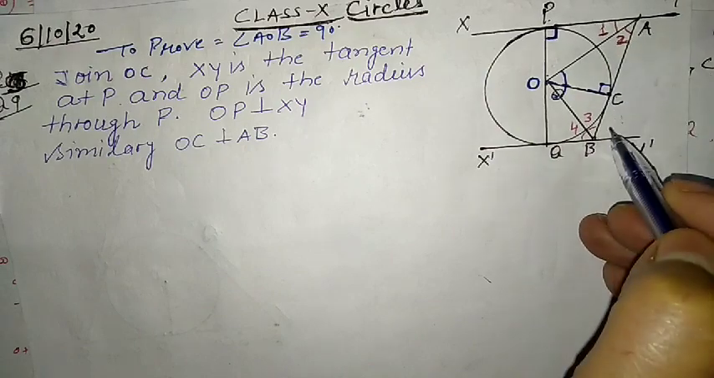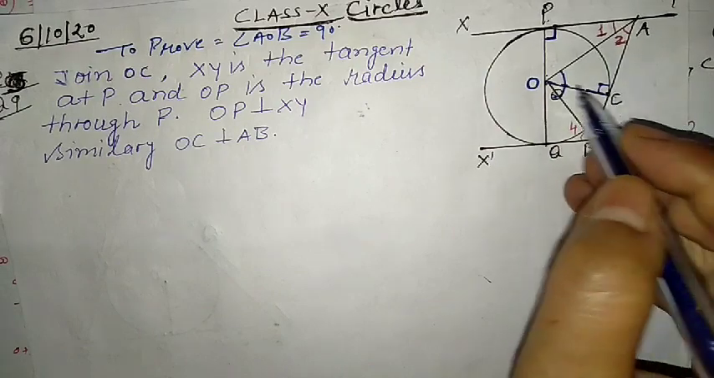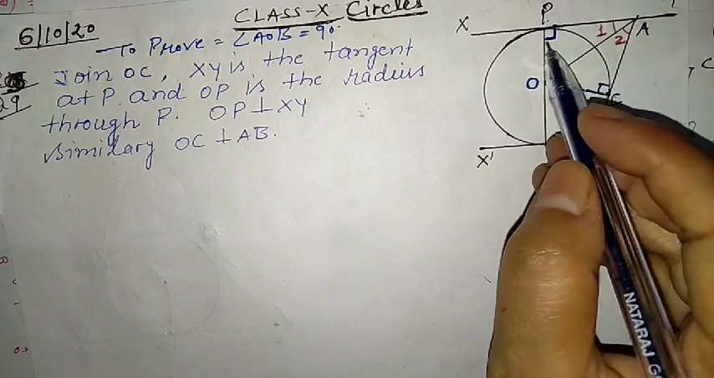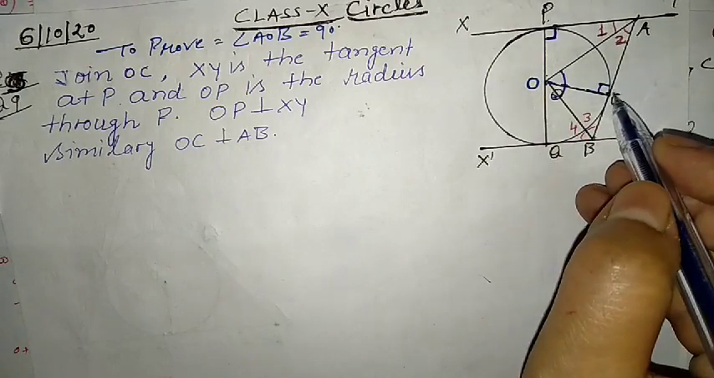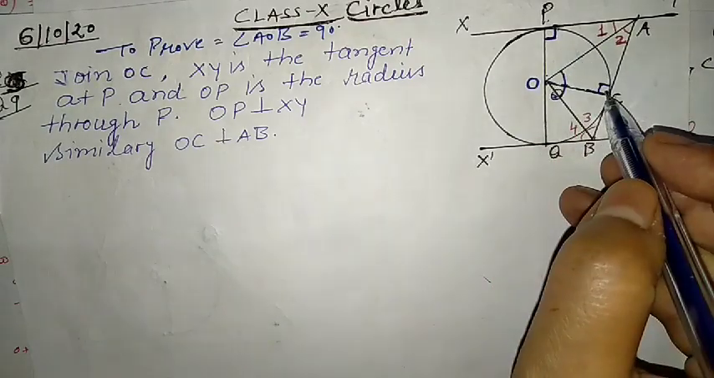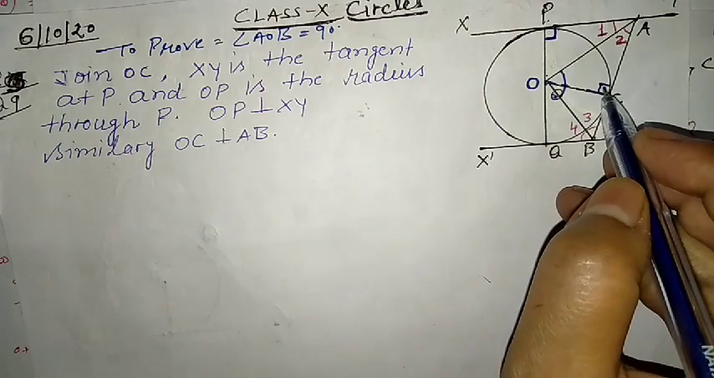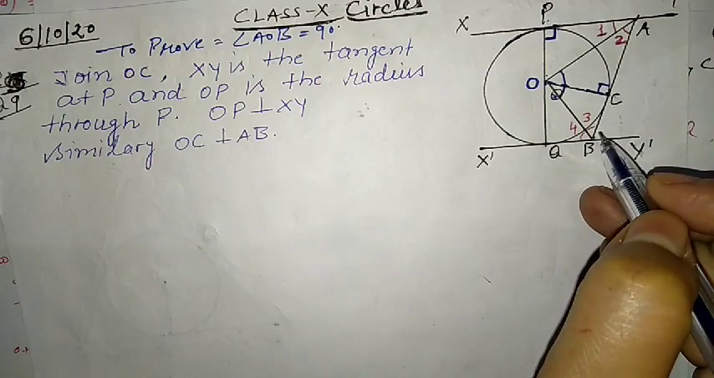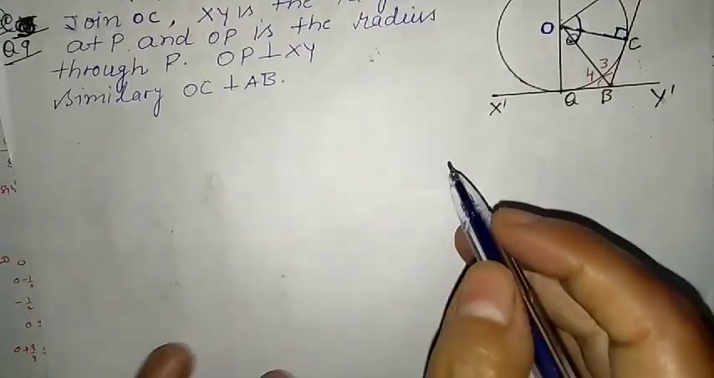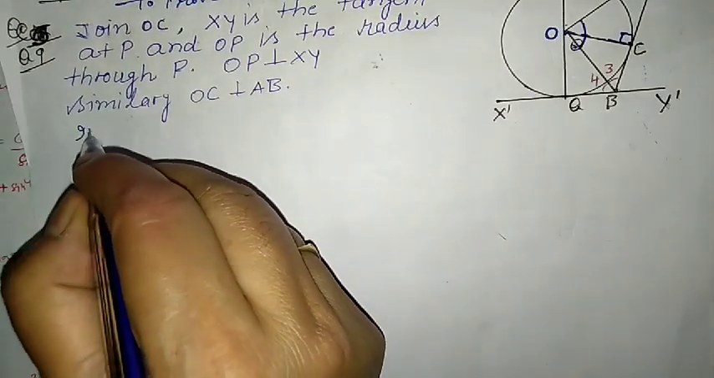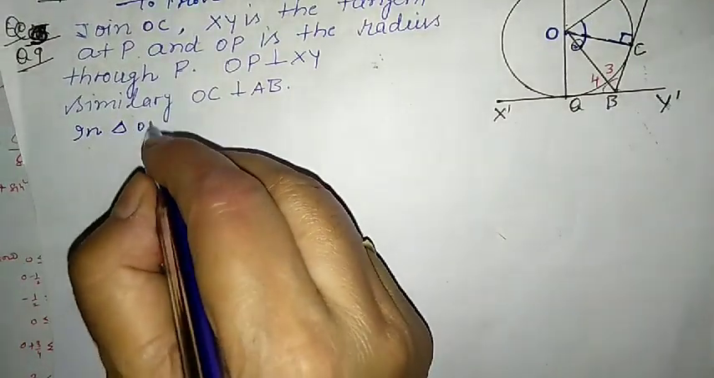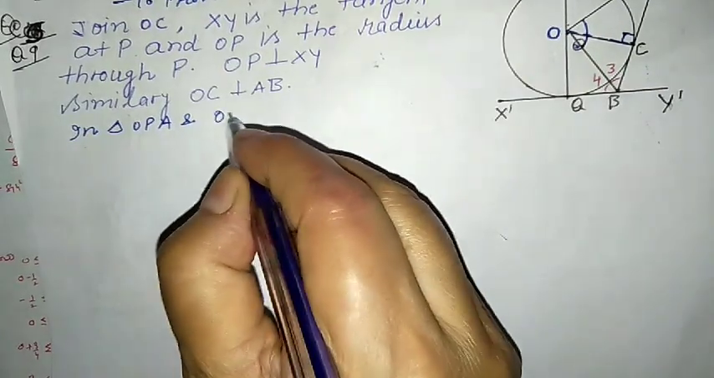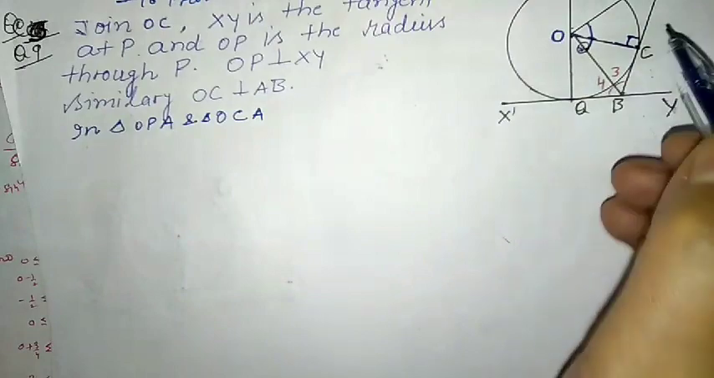The tangent at any point of a circle is perpendicular to the radius through the point of contact. So these two angles are 90 degrees. OP is perpendicular to XY and OC is perpendicular to AB. This is given. Now we will take triangle OPA and triangle OCA. This is OPA, this one, and OCA, this one.